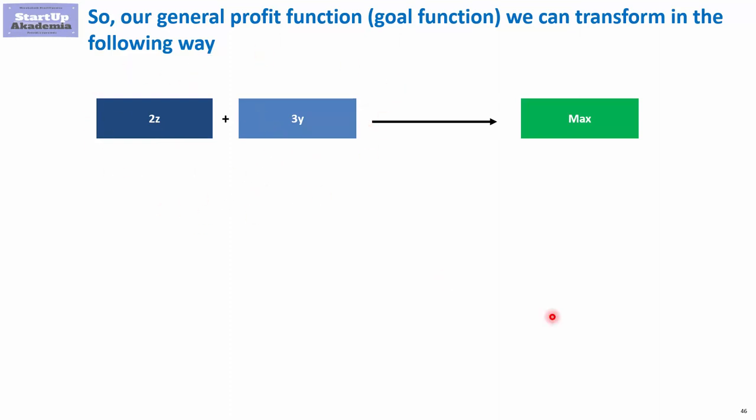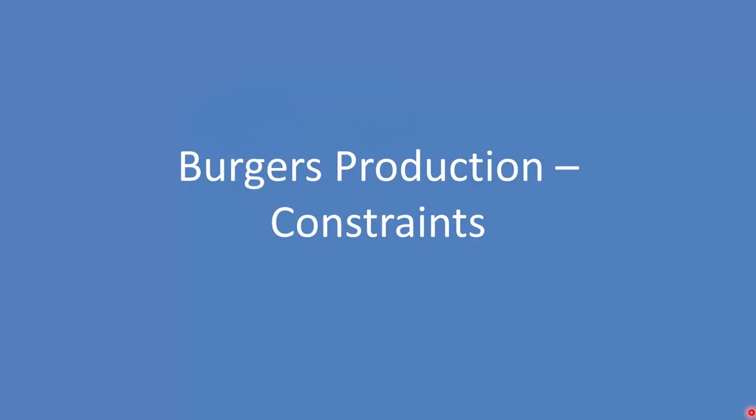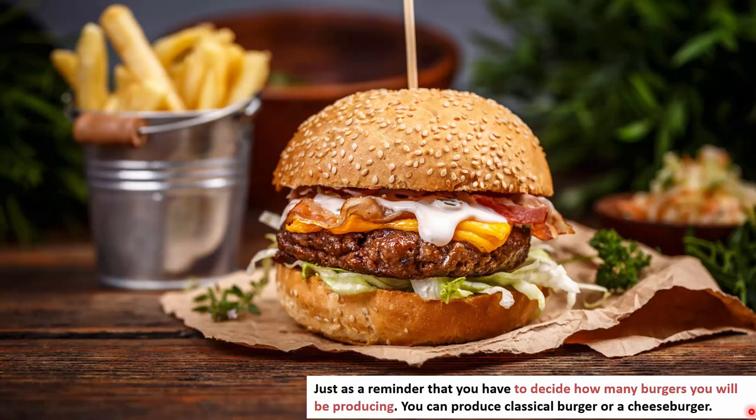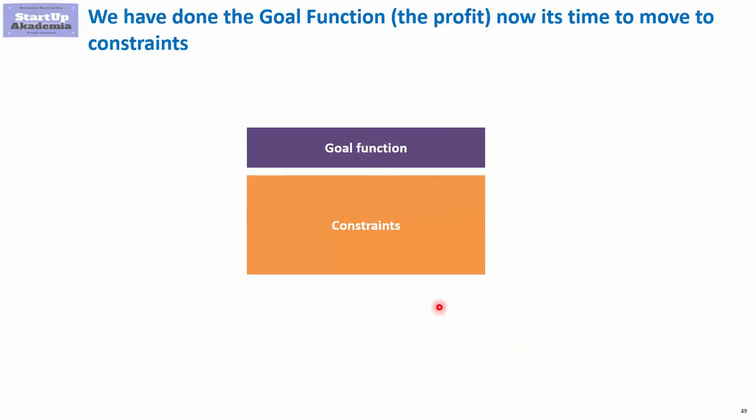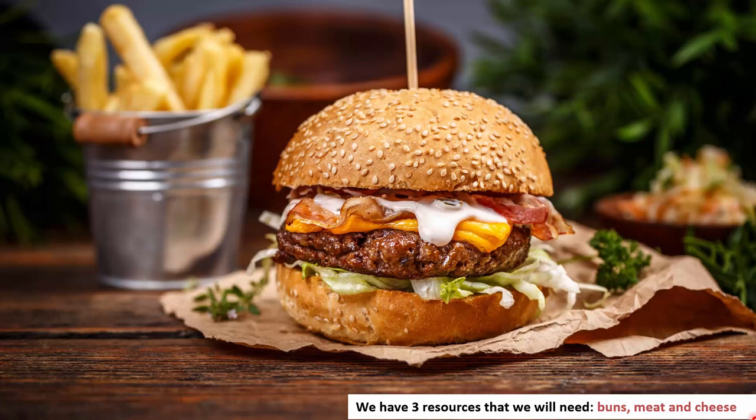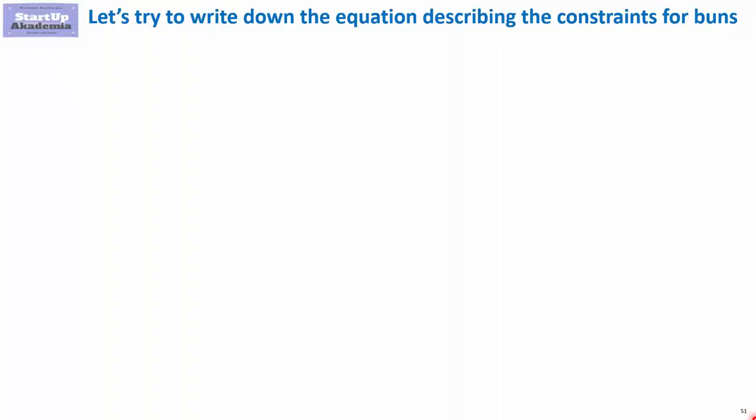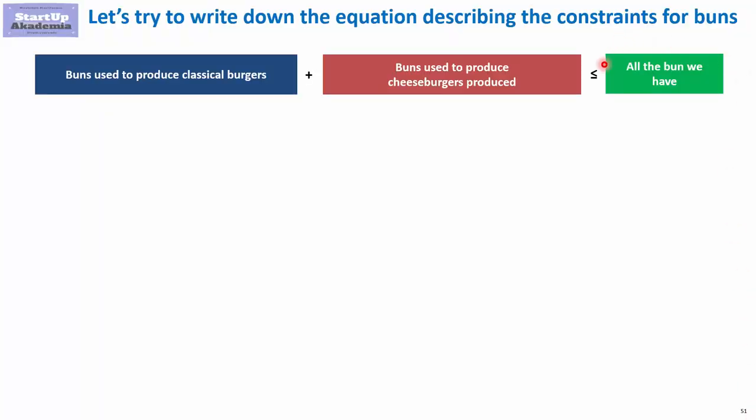But before we are able to solve it, let's define the constraints in the very same manner as we did for the goal function, in other words, our profit. So let's move to constraints. Burgers production constraints. Just as a reminder, we want to decide how many burgers we will be producing, and we have 2 types of burgers, a classical one and a cheeseburger. In the previous lecture, we defined the goal function. Now it's time for the constraints, and we have to define constraints for the resources we've got. We've got 3 resources, buns, meat, and cheese, and for each one of them, we're going to define a separate constraint. So let's start with the buns. We know that we have a limited amount of buns.